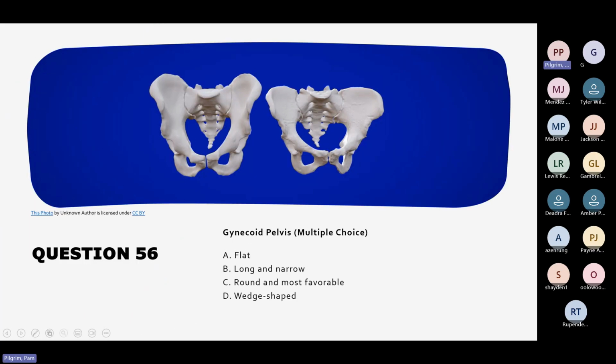So the gynecoid pelvis, which of the answers describes what a gynecoid pelvis is? All right. Answer is C. So it's a round, most favorable for childbirth pelvis. Always remember that because it starts with a GYN.